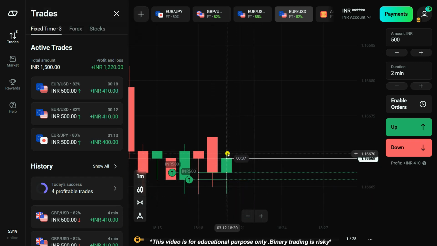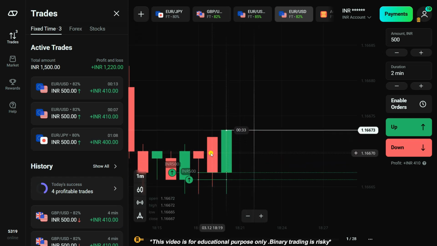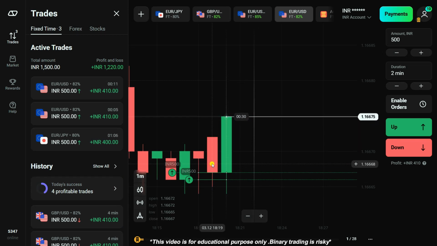See how the market is jumping towards the upward direction. What is the reason? Higher highs and higher lows between the two candles. So in this way you can learn the price action trades.